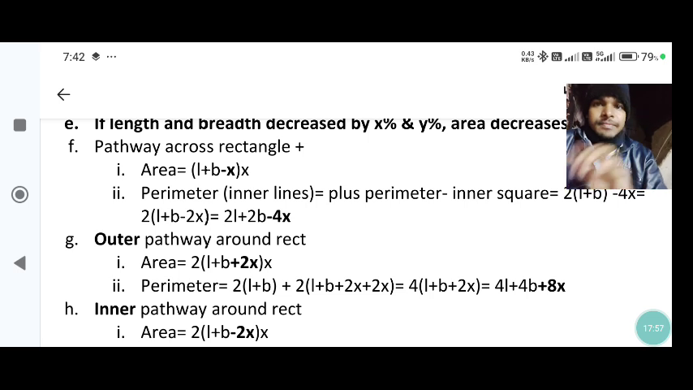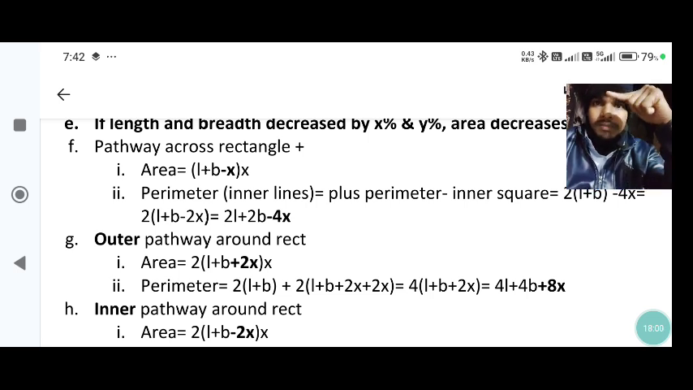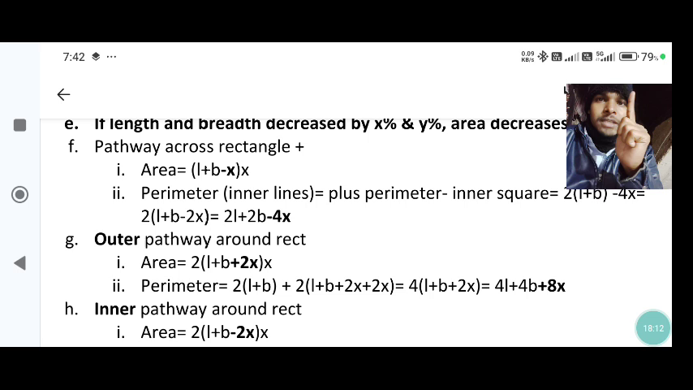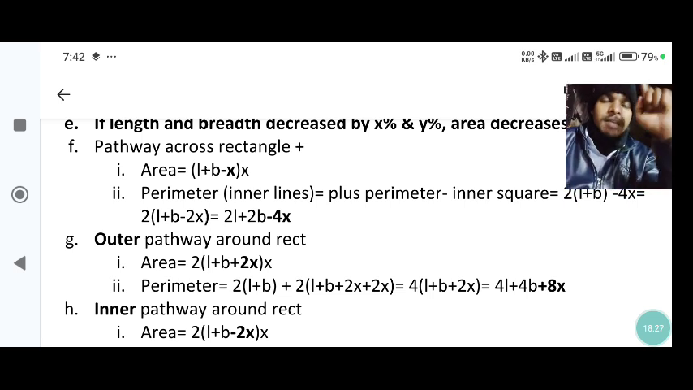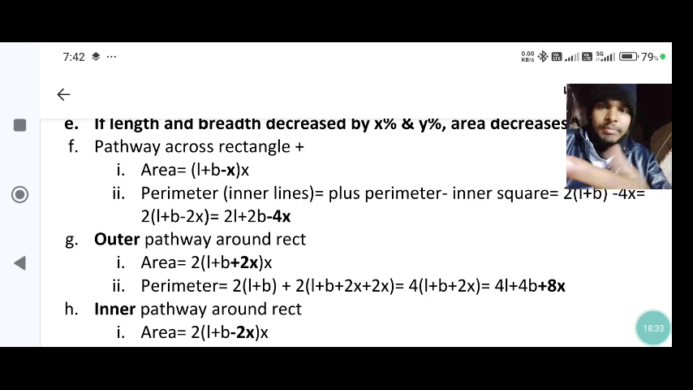So the area is this length minus some part, and this complete breadth, length minus this pathway, plus this complete breadth into x. In this way it is simple. If we are taking the plus towards the end of the rectangle, then it is like (l minus x plus b) multiplied by x. Now the perimeter is simple: it is 2l plus 2b minus 4x.